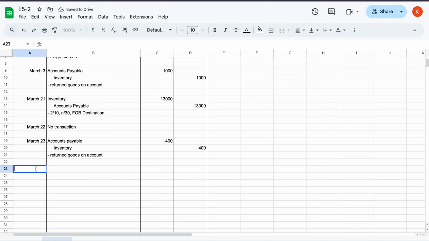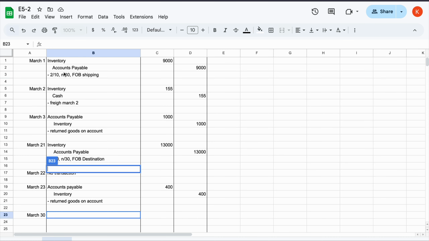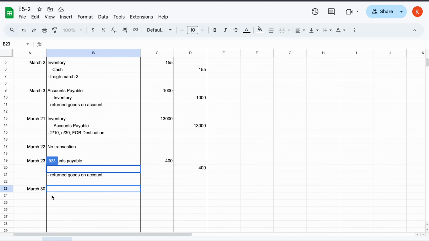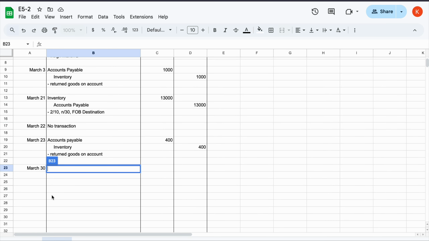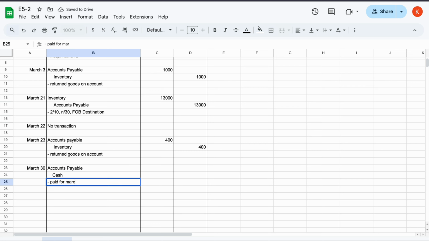Then on March 30th, that's our next transaction. Seller paid Octagon the amount owing for merchandise purchased on March 1st. So let's go back up there. It is due now, and we do not receive the discount. This is a pretty straightforward transaction. We're just clearing our accounts payable balance for the March 1st transaction with cash. And the description would be paid for March 1st.